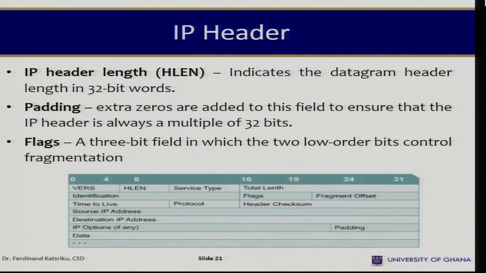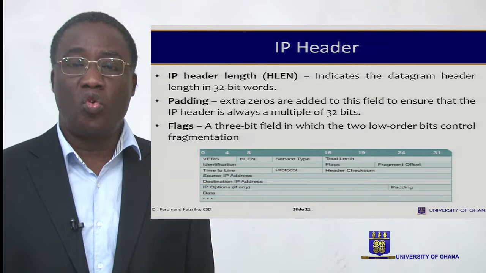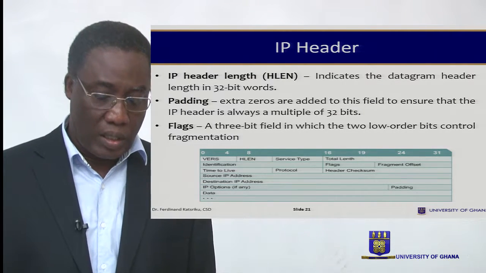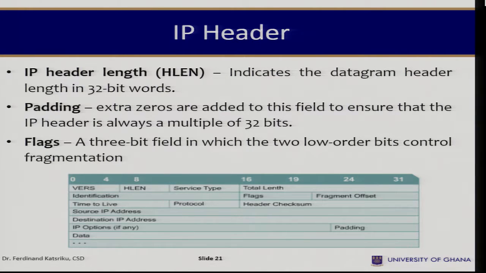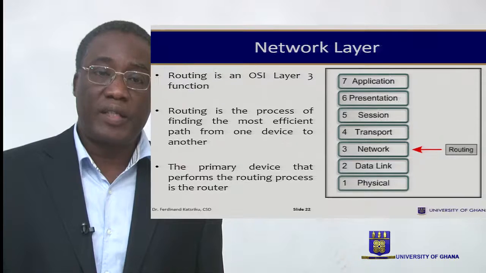The IP header has a certain length which indicates the datagram header length. This is in 32 bits. You may actually pad. So if the data is not enough, you may add extra bits to ensure that you have that 32 bits or multiples of it. There's a 3-bit field which is known as a flag, in which 2 low order bits control the fragmentation. And that is shown in the diagram: how the data is divided, what happens at each layer, and what is added.